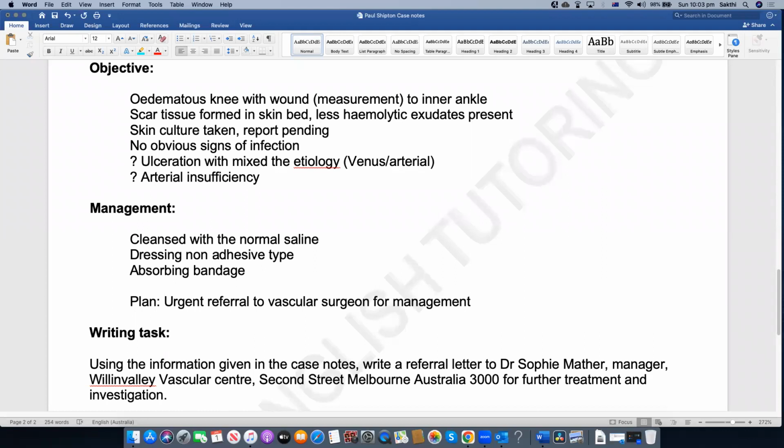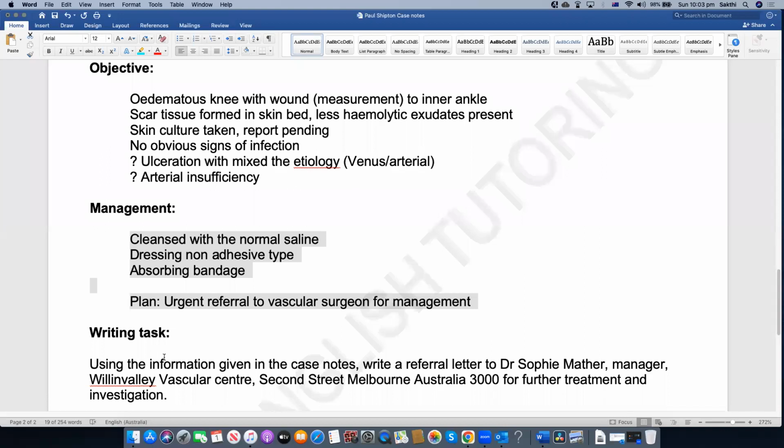You will have lots of misrepresentations of the information from the grammatical perspective. Okay, and then absorbing bandage, yes, of course. Urgent referral to vascular surgeon for management, yes, 100%. So all these things are going to be relevant from the recipient's perspective. Is this clear with everyone?